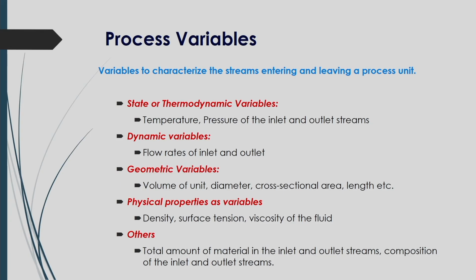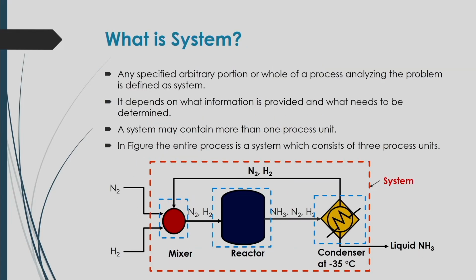Like others here, the total amount of material in the inlet and outlet streams, and the composition of the inlet and outlet streams, are also very important for the assessment of process efficiency. Then we have to know what the particular system is for a process. Any specified arbitrary portion or whole of a process chosen for analyzing the problem will be defined as the system.